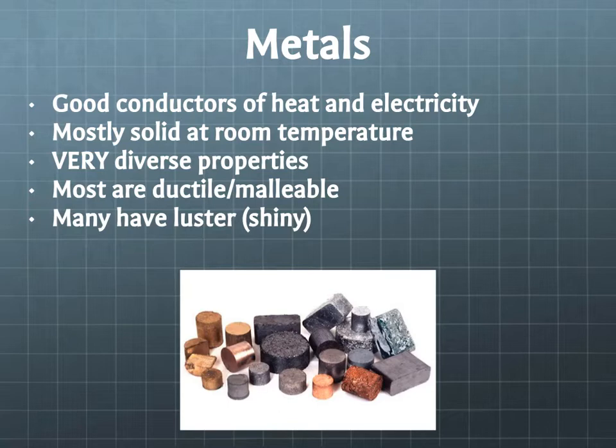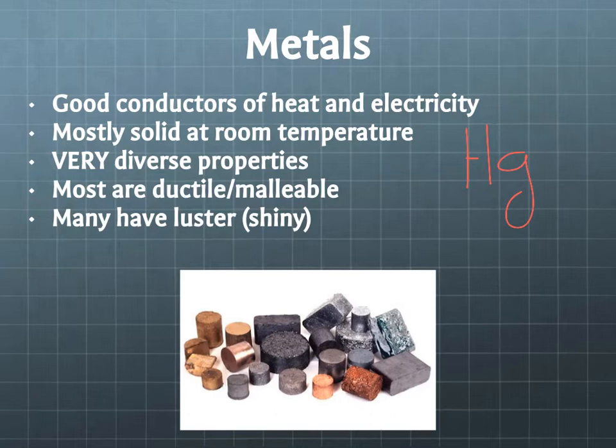So when I'm talking about metallic character, I'm talking about the properties of metals, which are these properties here. They're good conductors of heat and electricity. That's why we use them for electrical things like wires and stuff like that. They're mostly solid at room temperature. The only exception to that rule would be mercury. Hg is a liquid at room temperature.